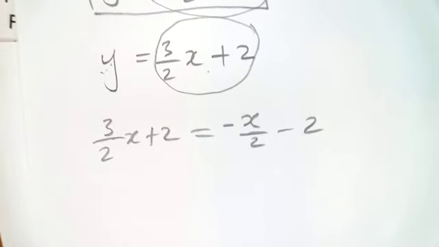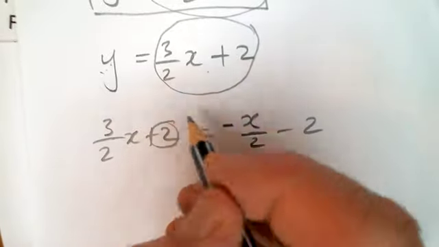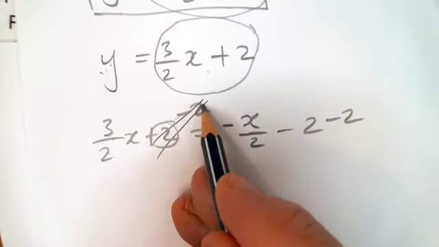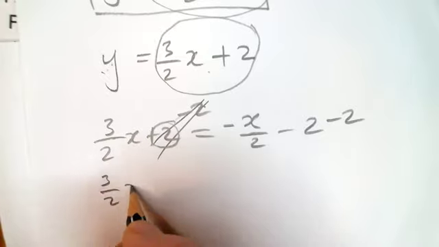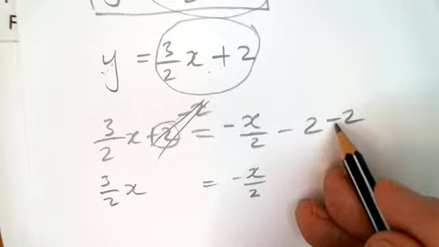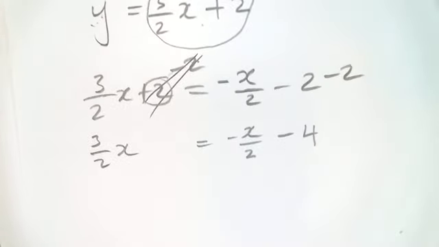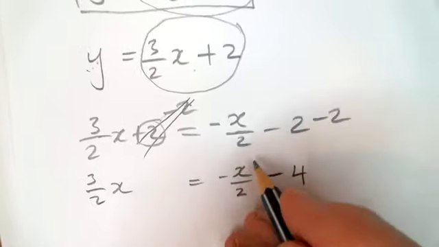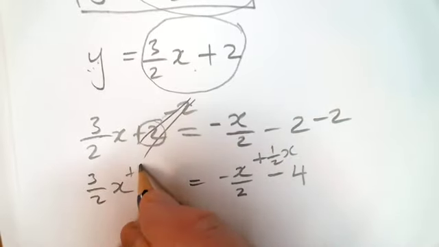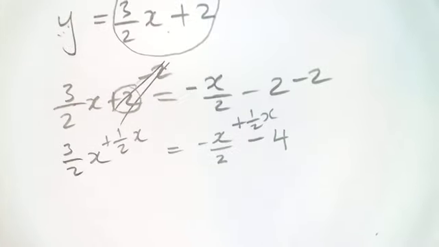Well, I want all the unknowns on the left side and all the knowns on the right side. I don't know x's, so they go on the left side, and I'm going to put all the knowns on the right side. So I'm going to get rid of this. I'm going to subtract 2 from both sides. There it is. So 2 minus 2 is 0, so I'm left with 3 over 2x is equal to negative 1/2 x. I've got -2 minus 2, which is going to be minus 4. All right, now let's add 1/2 x to both sides.